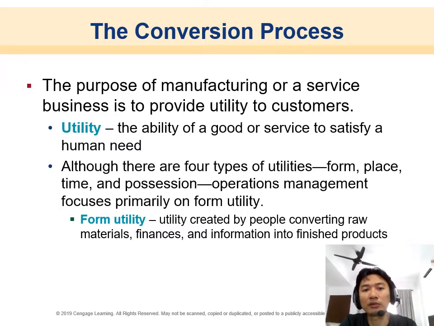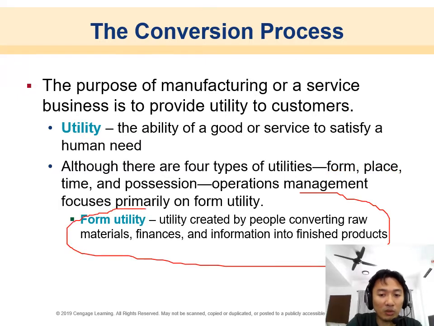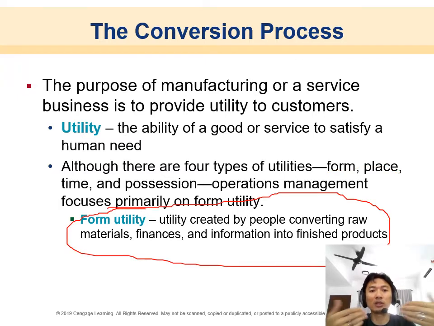There are four types of utility: form utility, possession utility, place utility, and time utility. They all are supposed to satisfy human needs, but for production they focus solely on form utility. What is form utility? We create utility, we satisfy people's needs, by converting raw material into finished products.